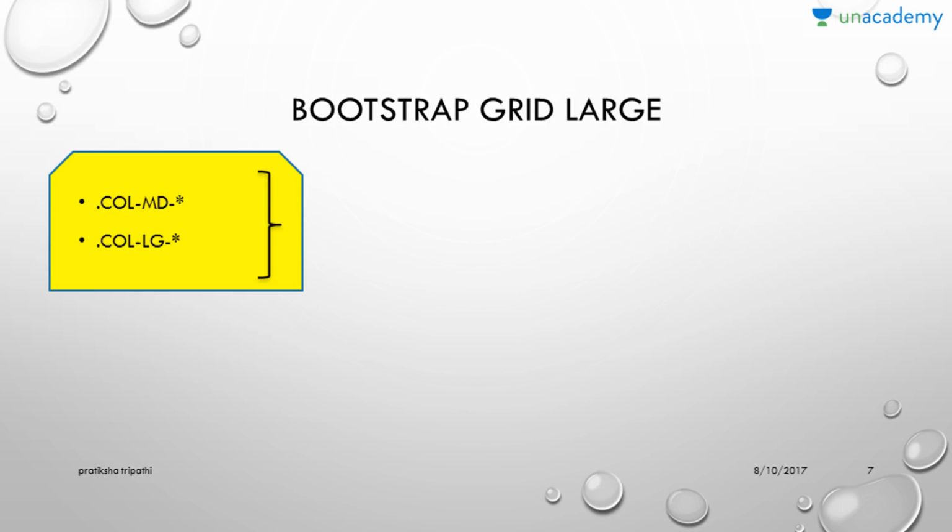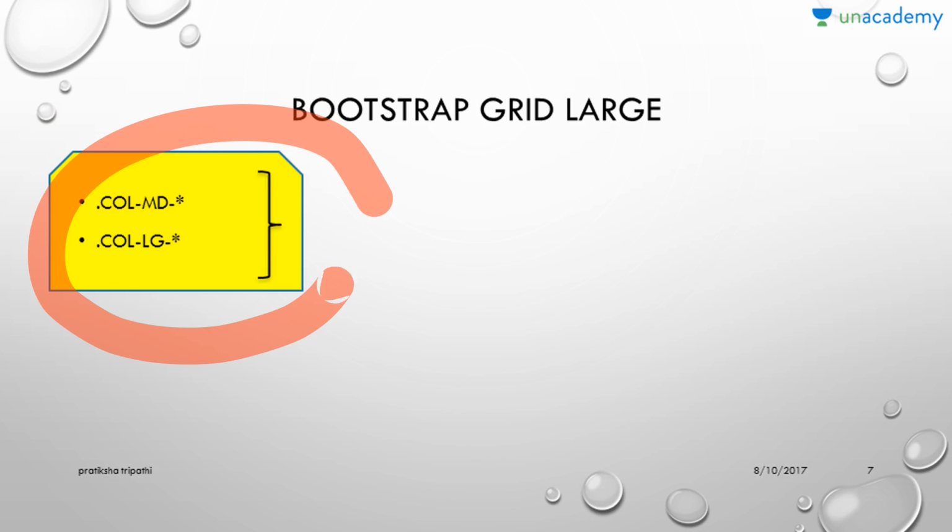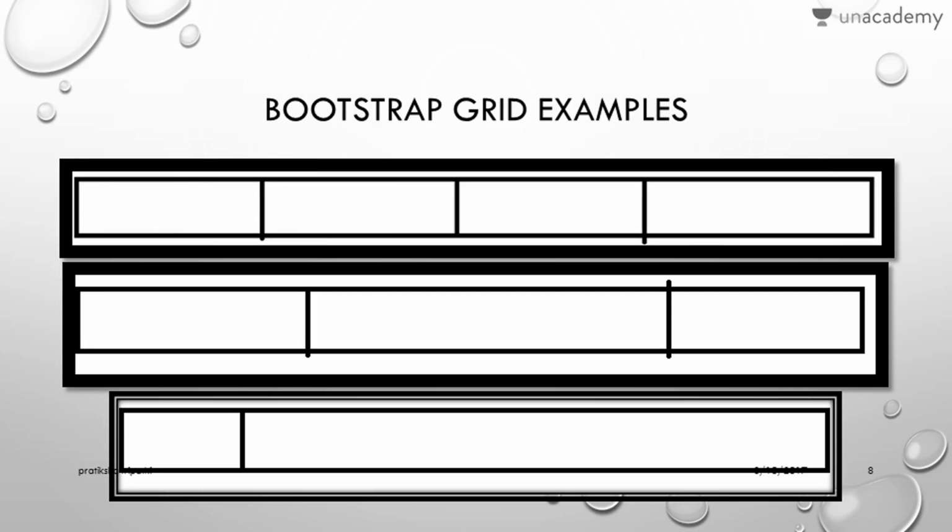Then we have the large. So if we are working with large devices like desktops or laptops, it is 50% by 50%. This is the class we use and this is another class. So medium also can be included and large can also be included. For large, the width is 1200 pixels and above. Okay. Then these are the different examples.